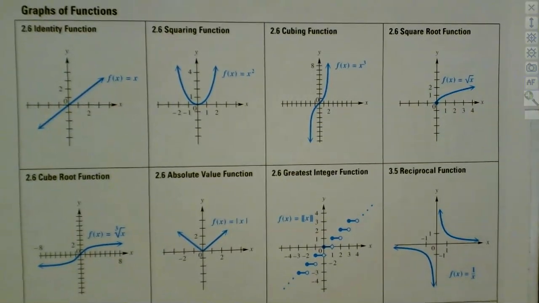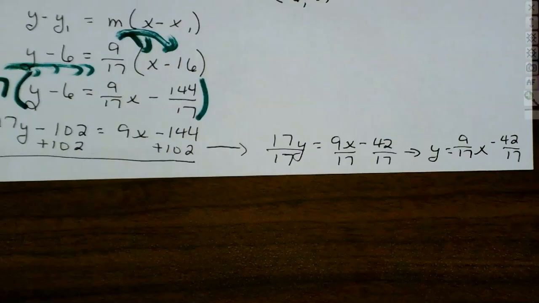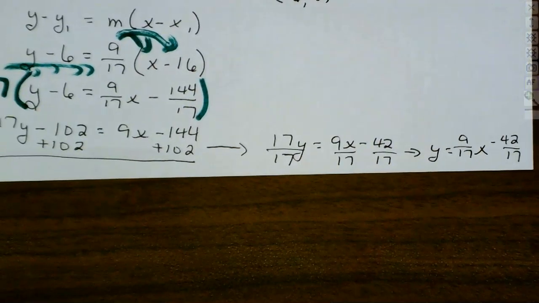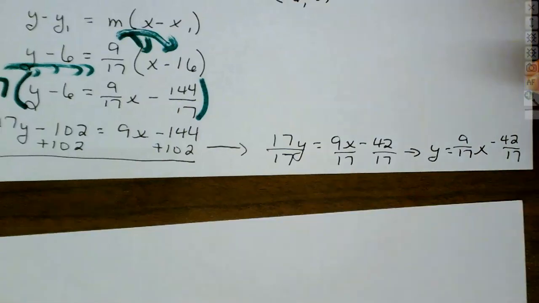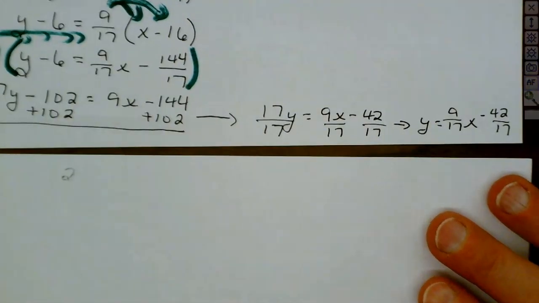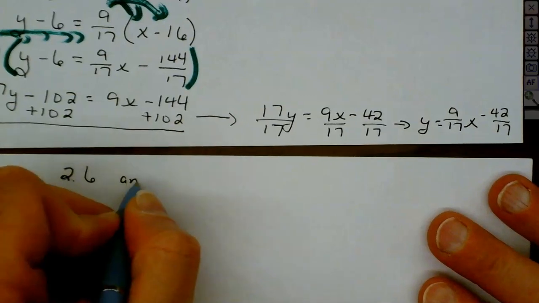This is a very easy section. All you need to do is figure out what shape it is and then how it's moved. It's just like graphing a line, only instead of a line, we have a curve. So this is 2, 6, and 7. So we're going to look at 2, 6, and 7, and these have been combined together.